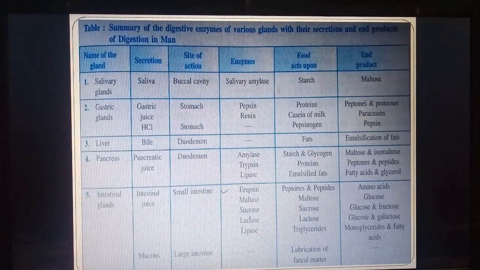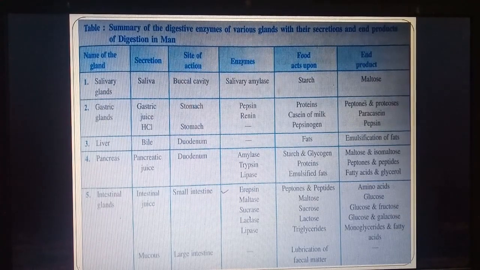Next are the gastric glands. They are found in the stomach. The secretion is gastric juice and HCl. They act in the stomach. The gastric juice produces the pepsin enzyme. It acts on proteins and breaks them into peptones and proteoses. They are small proteins.